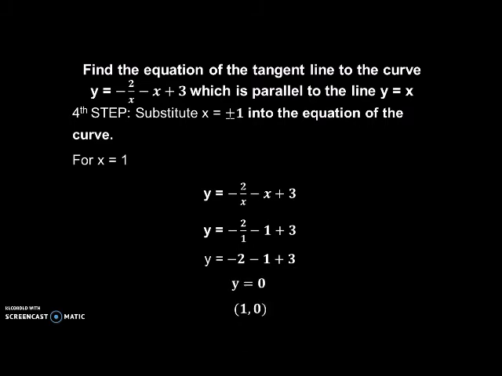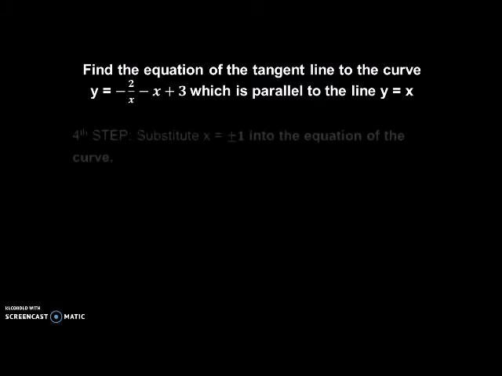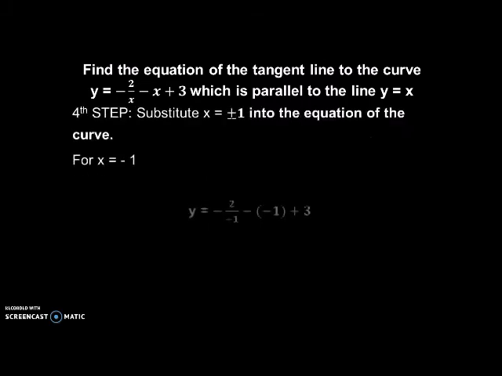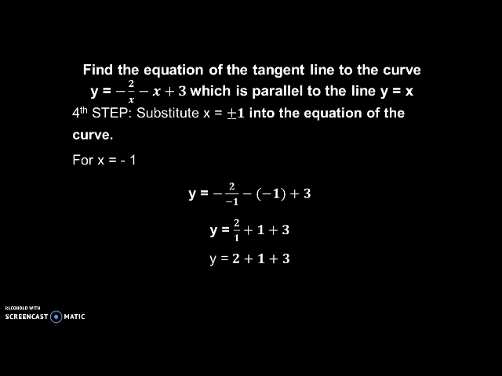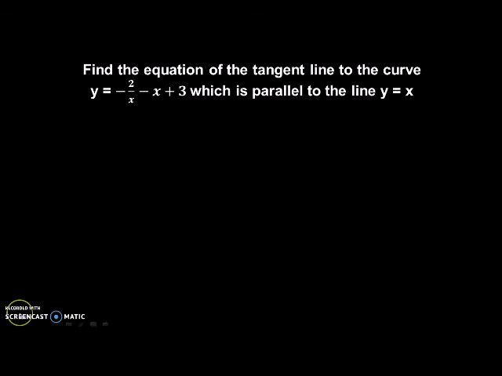Now, we have the first point of tangency. So for x is equal to negative 1, y is equal to negative 2 over negative 1 minus negative 1 plus 3. So we just need to simplify this equation. So y is equal to 2 plus 1 plus 3. So the value of our y is 6. Here is the second point of tangency.